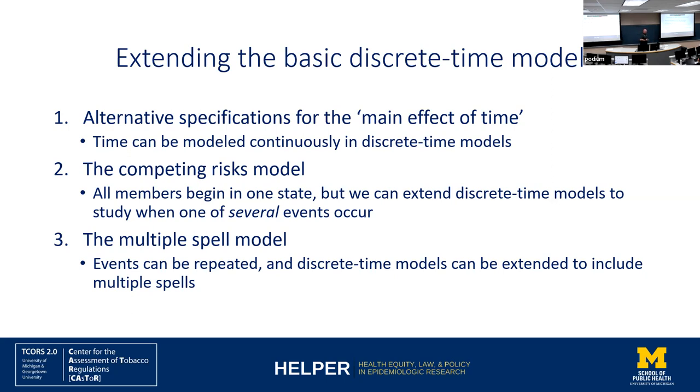Time can be modeled continuously, even in the discrete time context. When you have a lot of waves of data, say monthly data, we might be interested in modeling time in a different way, and it has some conceptual appeal. I think in the PATH context, it still doesn't really make sense to do so, but we might think about it. This goes back to the point about discrete models versus continuous models. If you have a lot of data, the results often look pretty similar, whether you use discrete time models or continuous time models.